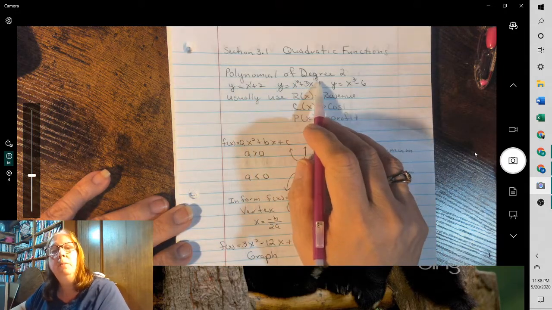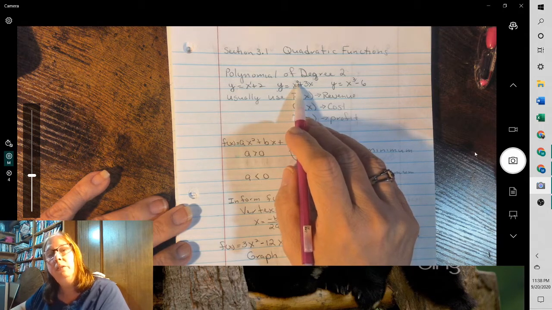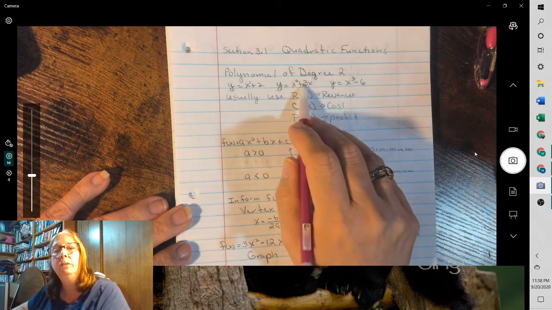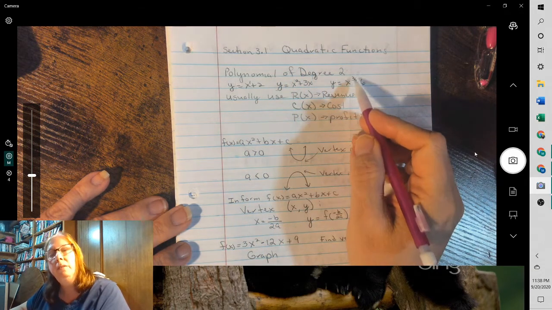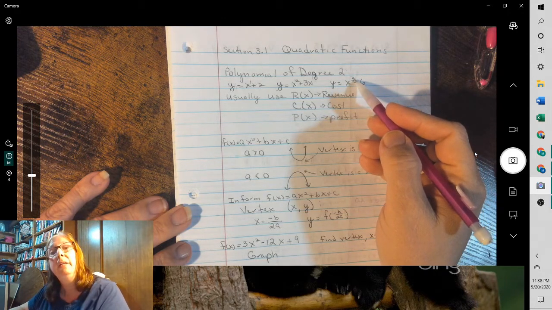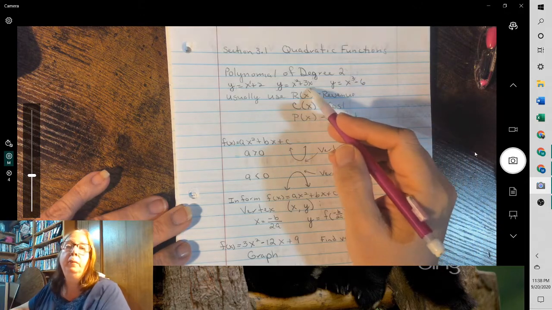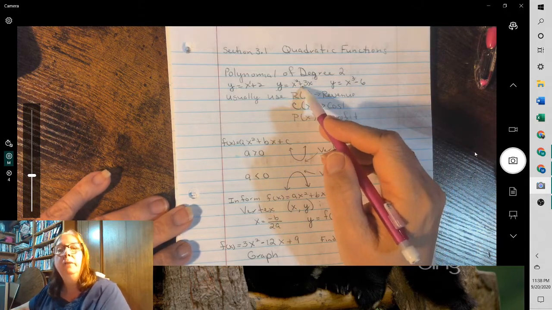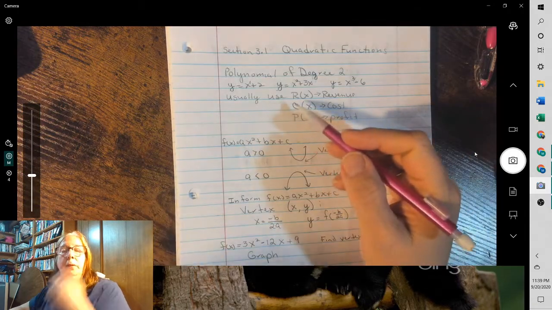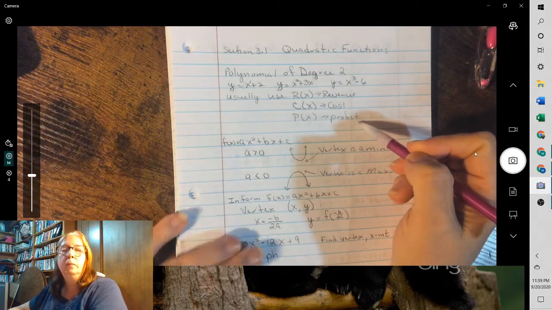The largest exponent in this polynomial is 2. So this is degree 2, and it's a parabola, or it's also called the quadratic function. And the last one that I'm showing you here at least is degree 3, which is a cubic function, which we'll get into later. But this section is quadratic functions, degree 2, and they are parabolas. We will be using them with revenue, cost, and profit for the most part.